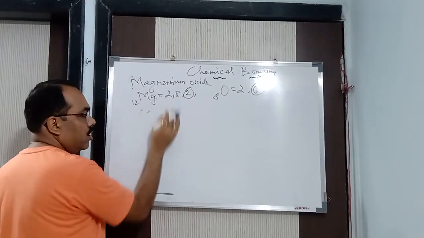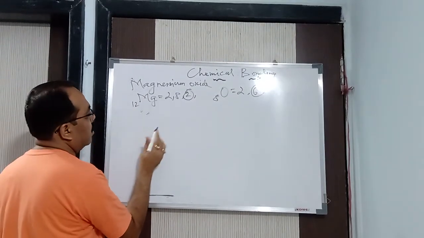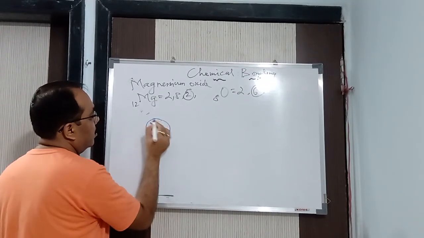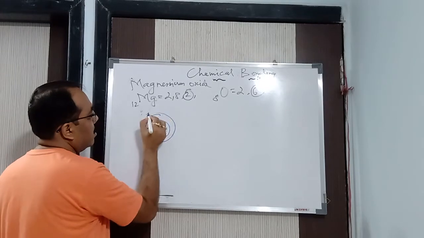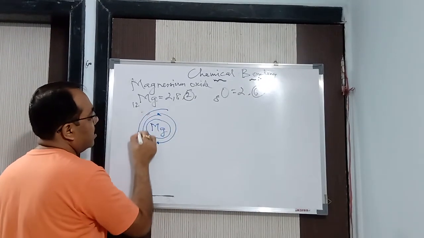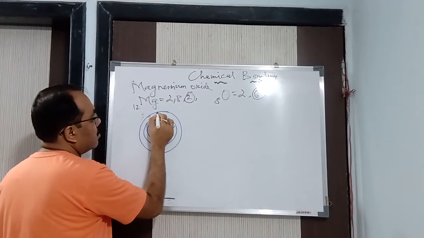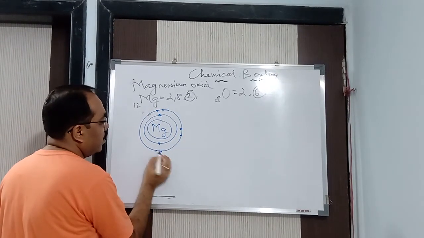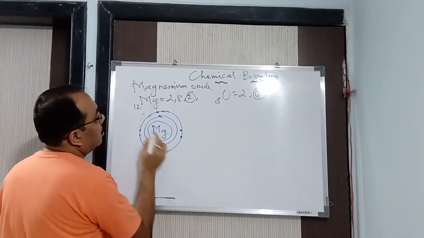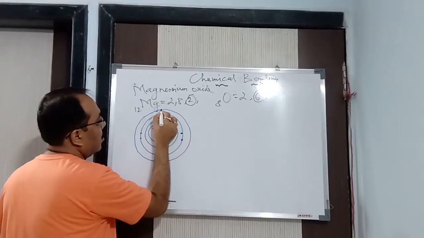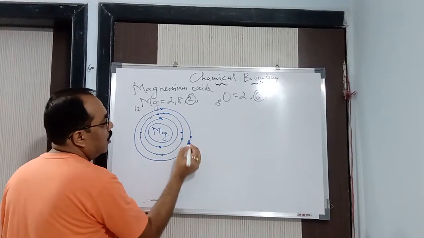Now you need to draw all the shells here. So for magnesium, the first shell contains how many? 2 electrons. The second shell contains how many? That is 1, 2, 3, 4, 5, 6, 7, 8. And the third shell contains how many? That is 2 electrons. I am drawing them one here and one here.